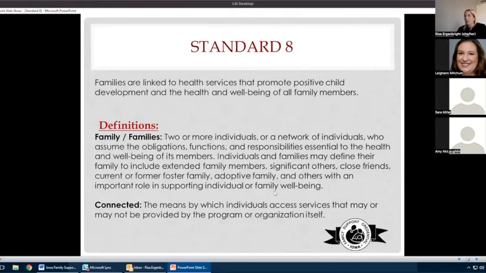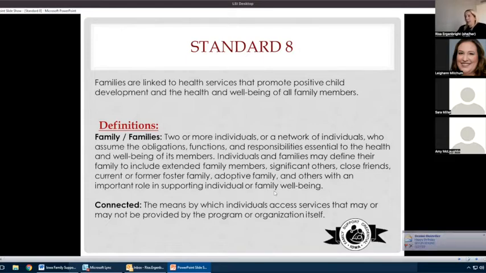First, the definition of a family: two or more individuals or network of individuals who assume the obligations, functions, and responsibilities essential to the health and well-being of its members. The really important piece here, the takeaway piece, is individuals and families may define their own family. So they can include extended family members, significant others, close friends, current or former foster families, adopted families. It's important for us not to make that assumption on who is the family, but rather that the family defines it.